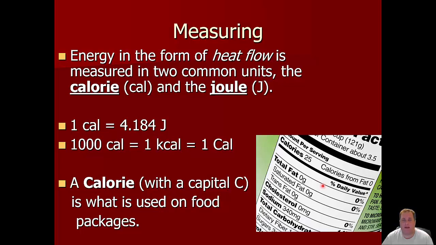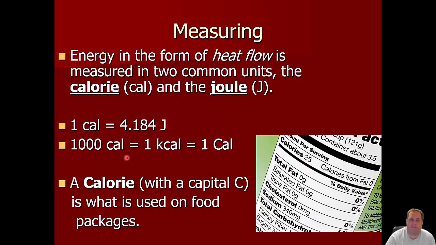We can use our SI prefixes. So 1,000 calories equals 1 kcal. 1,000 joules is a kilojoule. But then we see this cal with a capital C. And so this big C calorie is actually what we see on our food labels. So when you see calories on whatever, here we see 25 calories, this is really a kilocalorie in terms of chemistry.